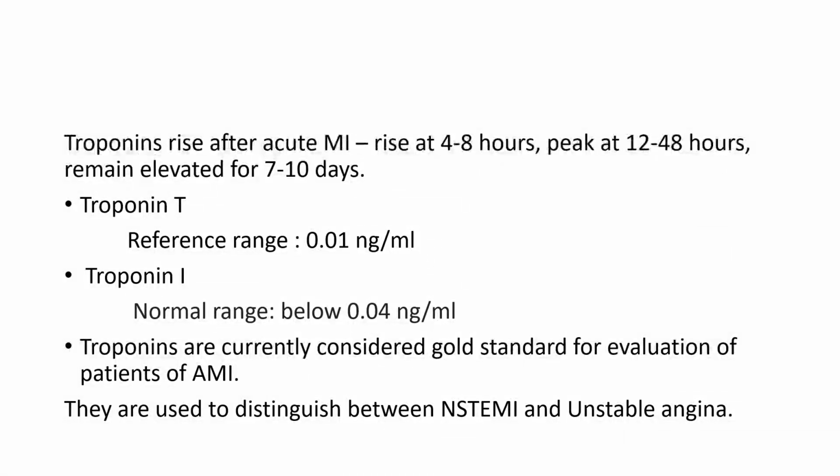The reference range for troponin T is 0.01 nanogram per ml. For troponin I, it is below 0.04 nanogram per ml. They are used to distinguish between non-STEMI and unstable angina, because in unstable angina there is no rise in the biomarkers for myocardial necrosis. So if the levels are high, unstable angina is ruled out.